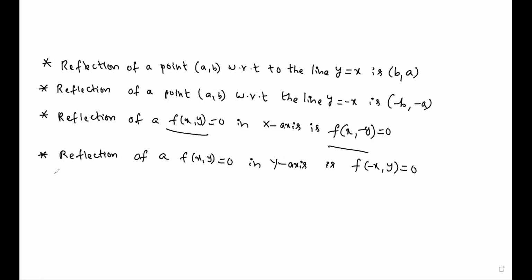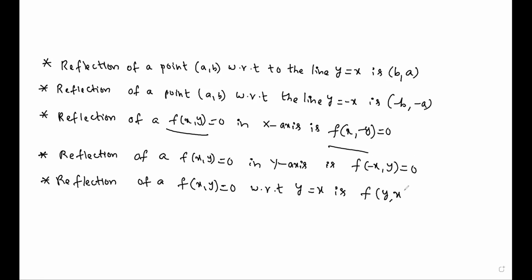Here one more, based on this concept only, the reflection of f of (x comma y) equal to 0 with respect to the line y is equal to x is, here what happened, both will interchange, that is f of (y comma x) is equal to 0. That means x is replaced by y and y replaced by x.